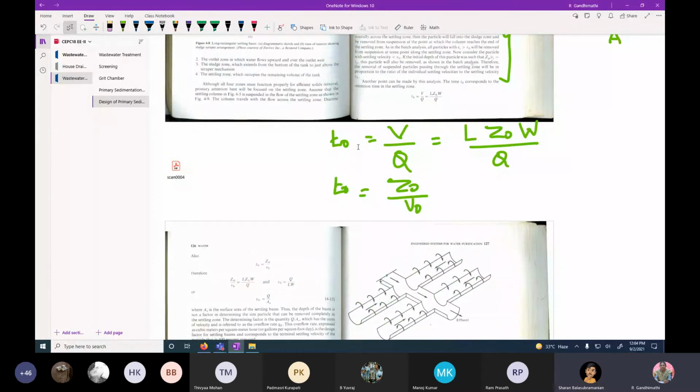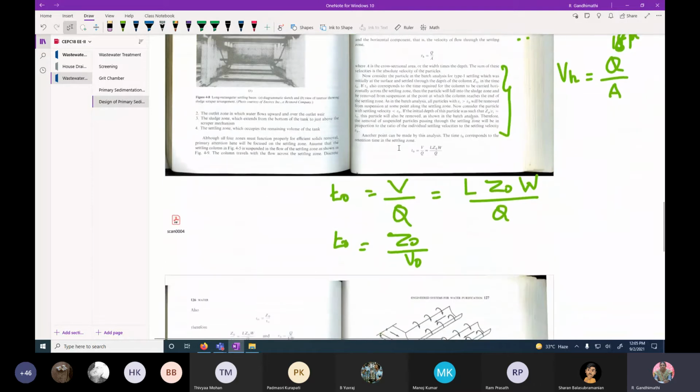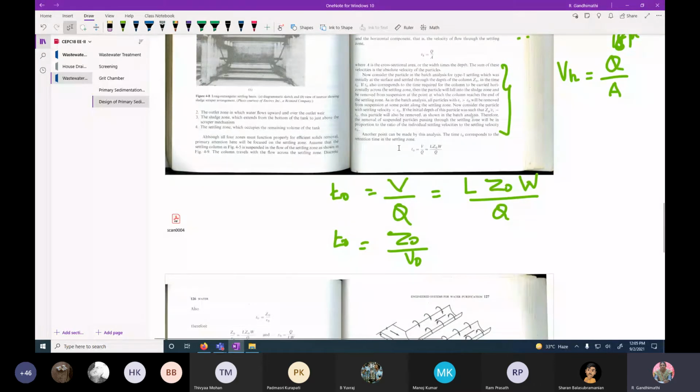Now please remember this concept. For the particle to reach the bottom of the settling zone before the water leaves the tank, the time of fall should be equal to the time of horizontal flow. Time of fall should be equal to the time of horizontal flow. Is it clear?